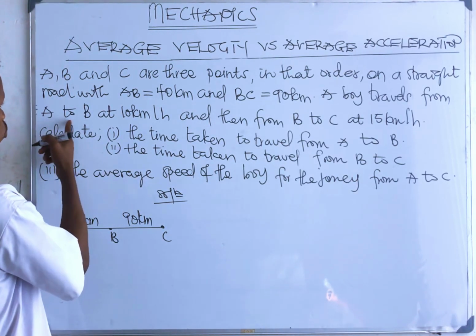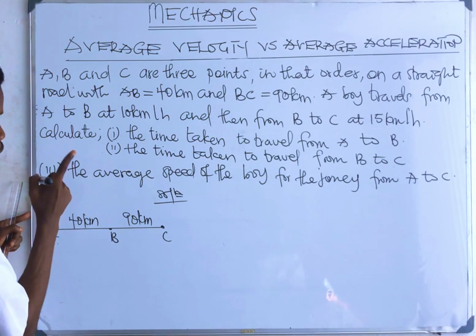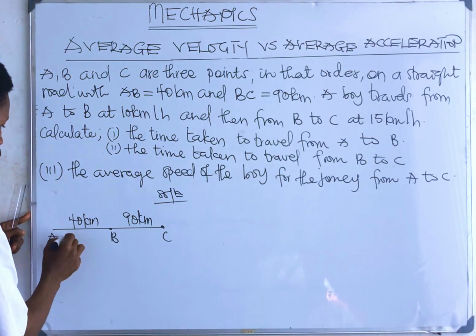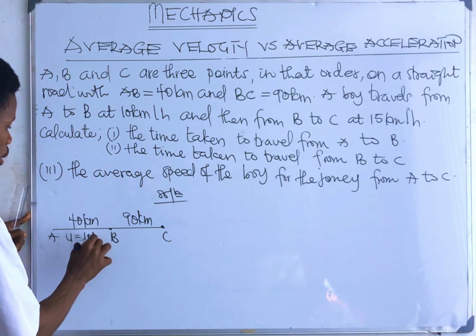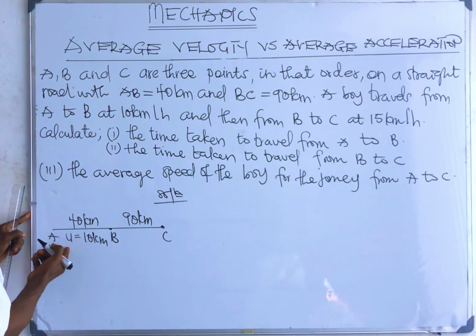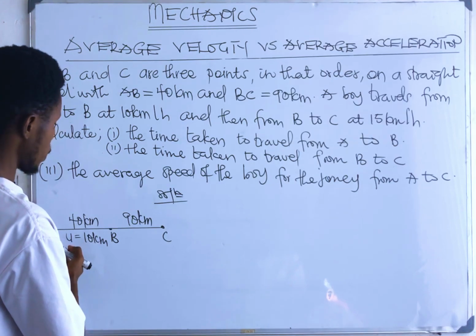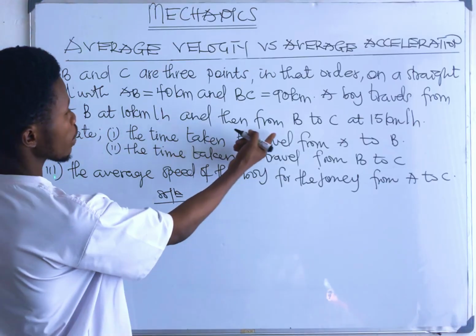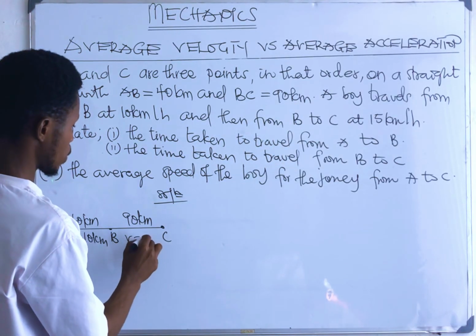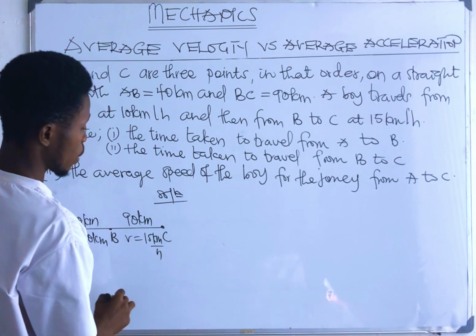A boy travels from A to B at 10 kilometers per hour. So from A to B, the velocity is 10 kilometers per hour, or the speed, whatever you want to put it. Here we represent it by u. We are taking that as the initial velocity or the initial speed. Then from B to C at 15 kilometers per hour. Okay.